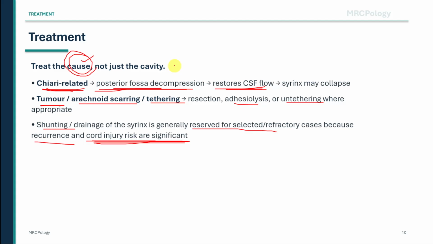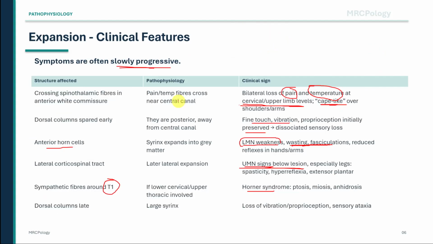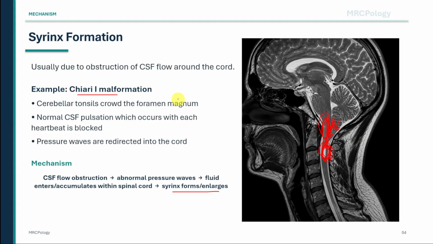Quick recall. A patient has wasting of the small muscles of both hands, reduced upper limb reflexes, spastic legs, and bilateral loss of pain and temperature over the shoulders, but preserved vibration sense. Where is the lesion and which fibers are affected first?